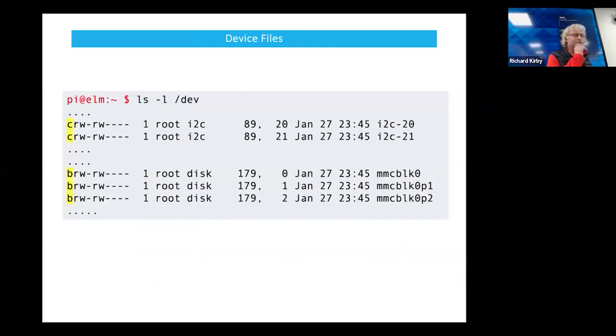The device files, as I said, you can see those in the /dev directory. If you go in there and you list them, you'll see a whole bunch of files beginning with C. Those are character drivers. The ones beginning with B are block drivers. So for example, an I2C device, that's a character driver that's being used there.